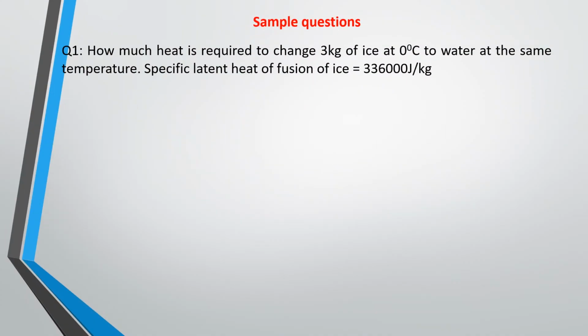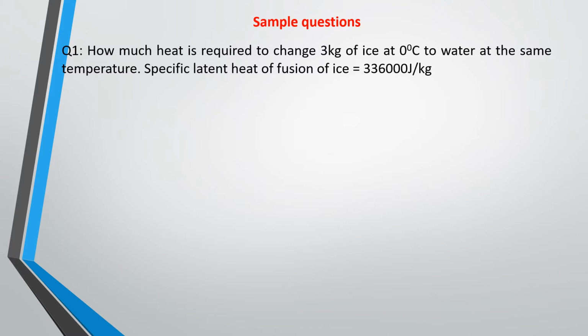Okay, so this is the first problem that we're going to solve today on latent heat. The first question says, how much heat is required to change 3 kg of ice at 0 degrees to water at the same temperature? Specific latent heat of fusion of ice is 33600 joule per kg.